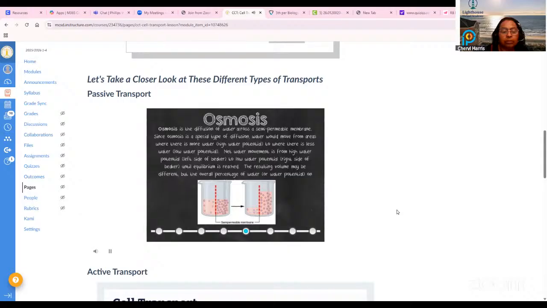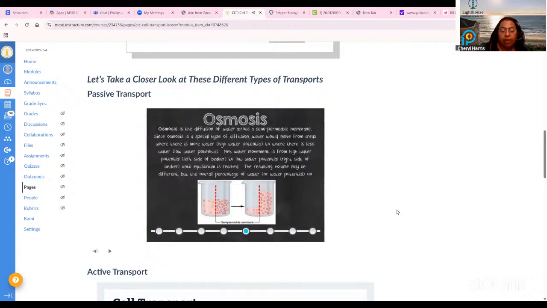The solute decreases water potential. Net water movement is from high water potential to low water potential until equilibrium is reached. The resulting volume in the beaker on the right may be different, but the overall percentage of water or water potential on both sides is the same.